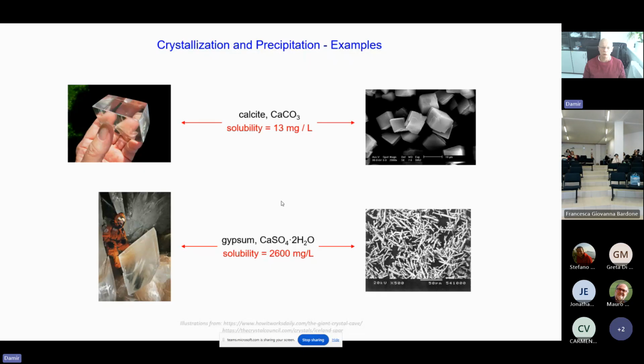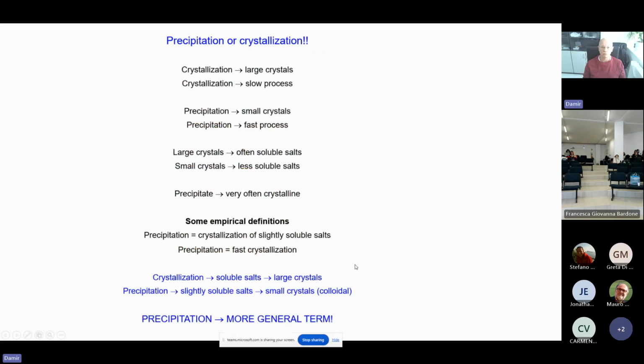It is a calcium sulfate dihydrate which can be produced. It was found in some caves in the form of extremely large crystals, but it can also be precipitated in the form of very tiny, small crystals. So from the examples here, we can conclude what is precipitation and what is crystallization.